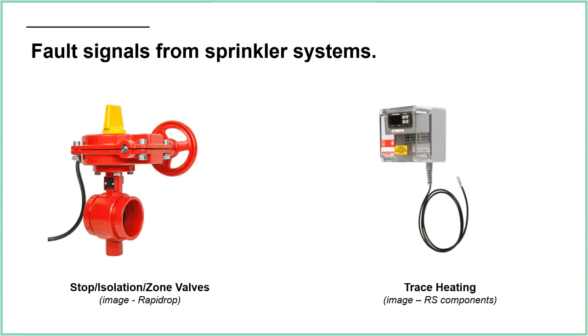Other examples of fault signals is a stop valve, isolation valve, zone valve, all pretty much the same thing. So there's an example of one there, and you can see that little sort of tail of wire coming out of the end of that gearbox. So that is for monitoring purposes.